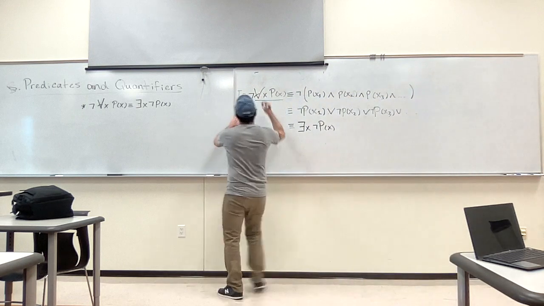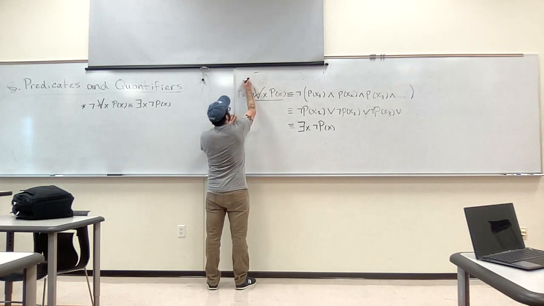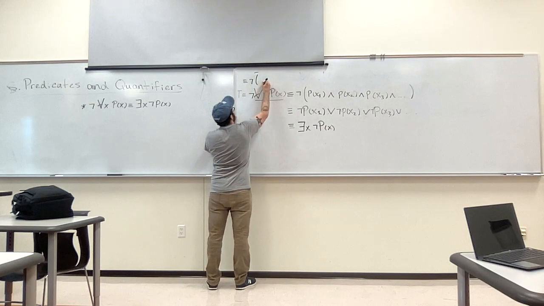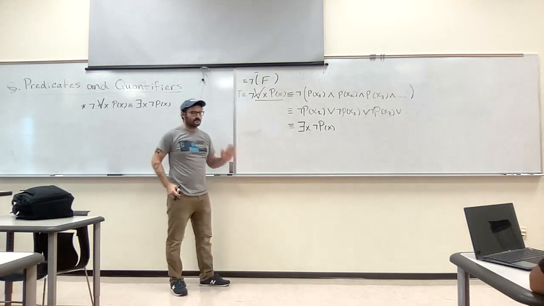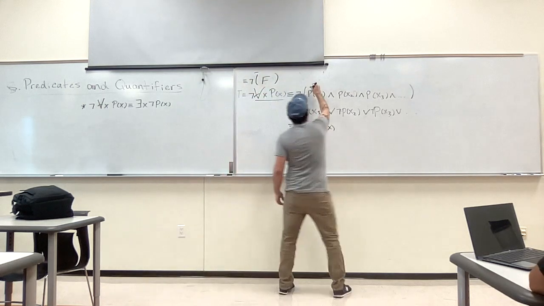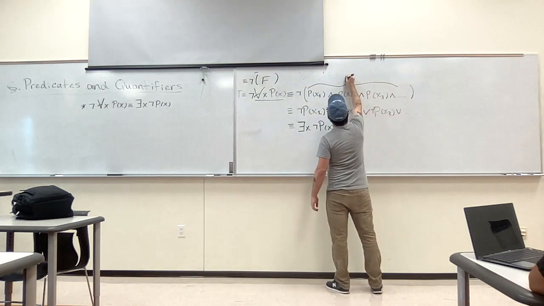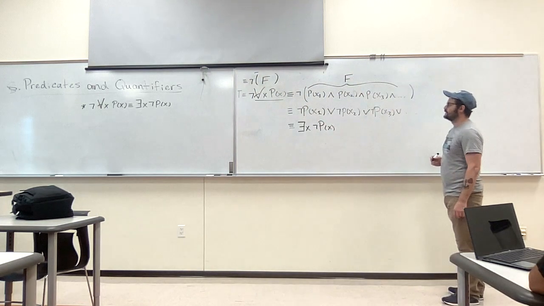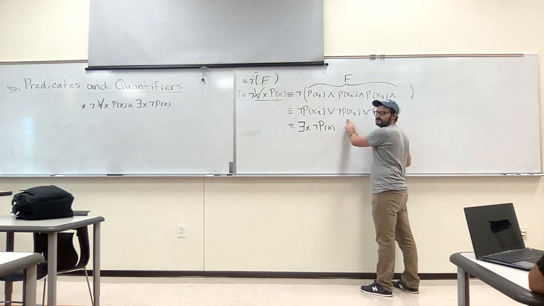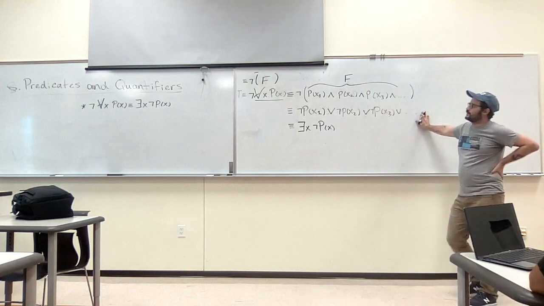So maybe I should write it out a little bit more clear. So that means the whole thing is true. And we're negating that, right? Which means that all of this is false. But this is the same thing as this, right? So all of this, none of those can be true.